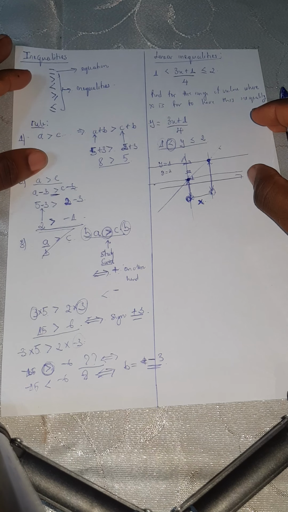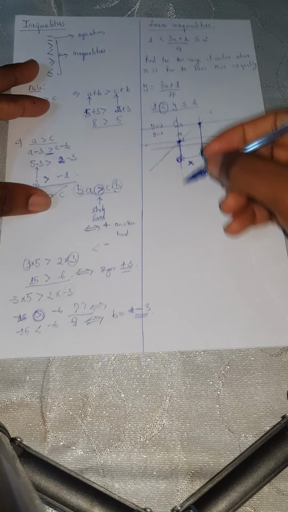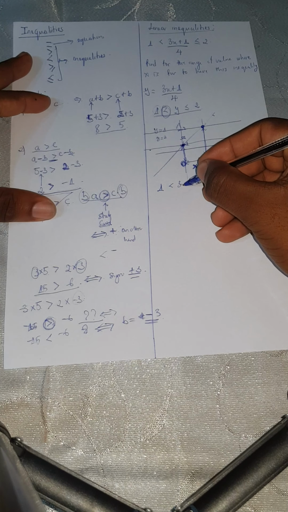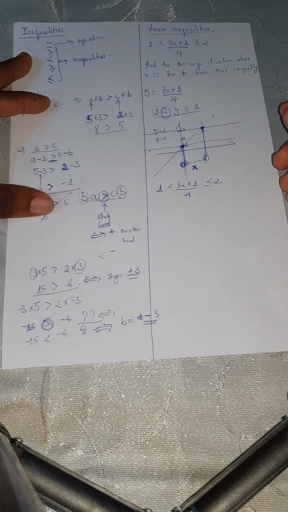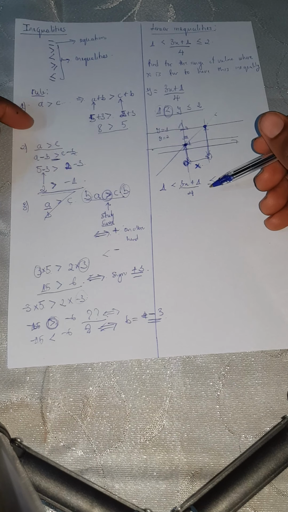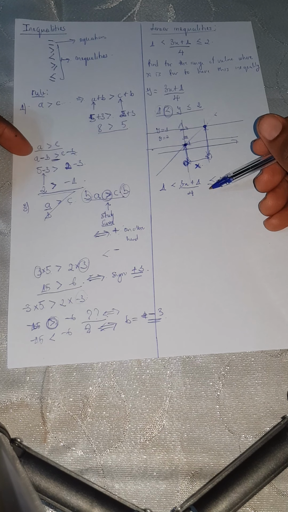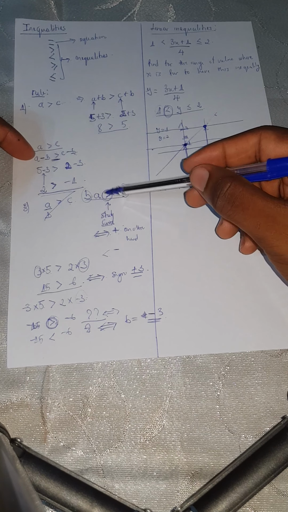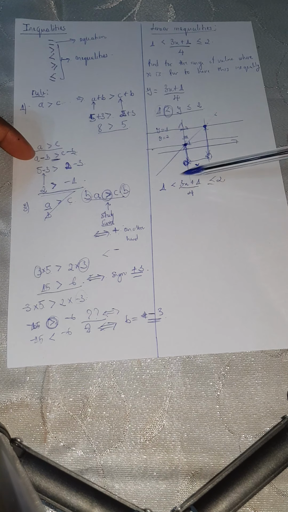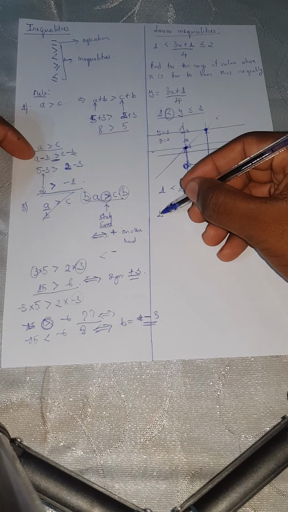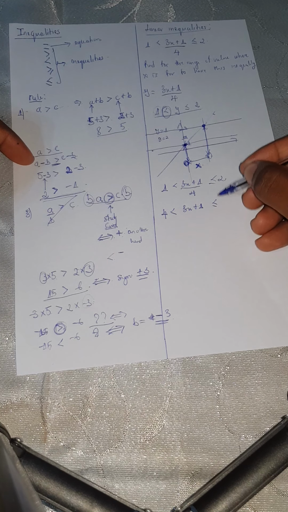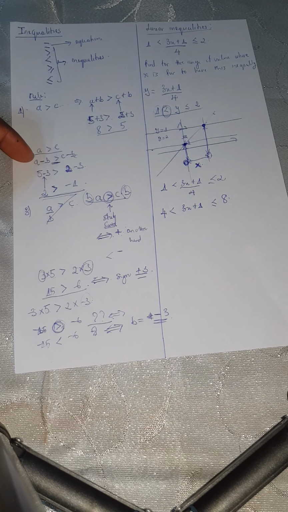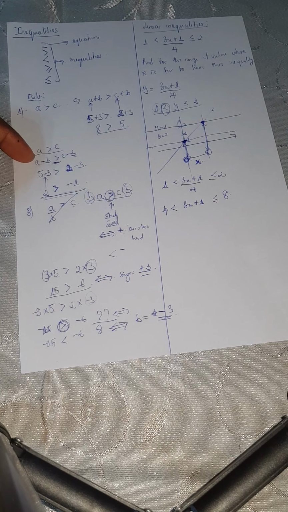So let's proceed to the calculation. Now, you see that 1 is less than (3x plus 1) all over 4, less than or equal to 2. This is the initial inequality that is given to you. Now, using the rules we have seen already in inequalities, we will use rule 3. Rule 3 says that I can multiply by a positive number without affecting my inequality. So if I multiply here by 4, I multiply everywhere by 4, so I have 4 less than 3x plus 1, less than or equal to 8. So I've represented my inequalities.